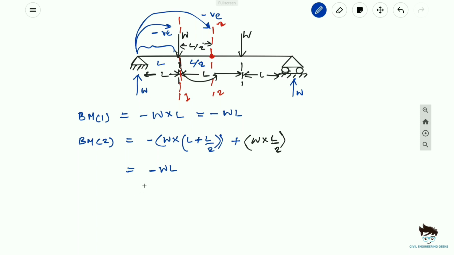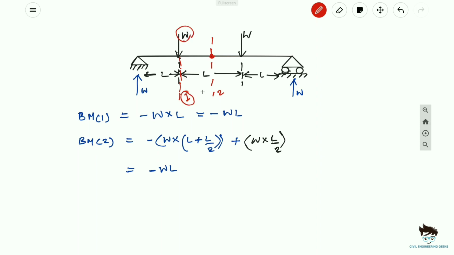Here, if you have a doubt of why I didn't consider the load W at the first section to find the bending moment value, it is because the section is actually at the same point where the load is acting, and hence the load will not have any perpendicular distance to create or develop a moment at section 1.